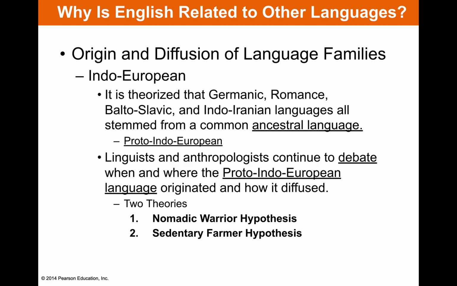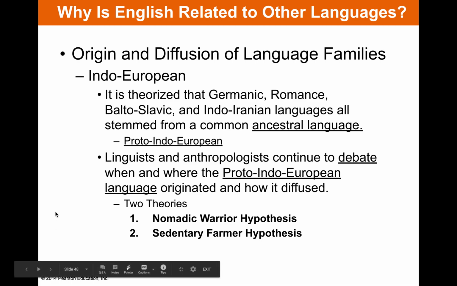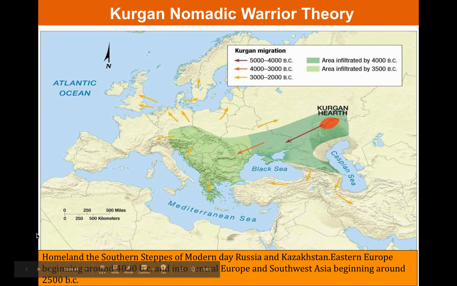There are linguists and anthropologists that suggest two theories or theses as to how the Proto-Indo-European language family diffused so widely. The first is the nomadic warrior theory, or nomadic warrior hypothesis, and the second is Renfrew's sedentary farmer hypothesis. Here we have the Kurgan nomadic warrior theory. The Kurgan nomadic warrior theory shows faster diffusion through army or military conquests as it spread from Central Europe to eastern parts of Europe.